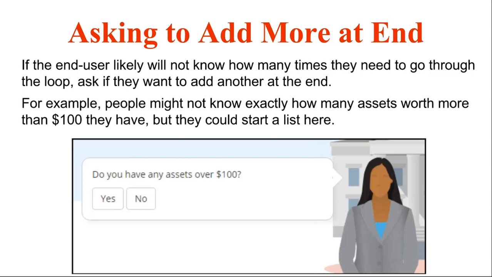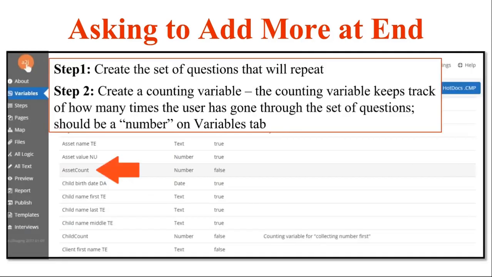But if they start making a list, and I'll show you a way to remind people of what they've already told you, they may eventually be like, yes, okay, and this, and this, and this. Rather than asking them, I have 3,000 things over $100 or 10 things over $100, you wouldn't know necessarily off the top of your head how many times you have to go through the loop. Same thing, create it as the other way.